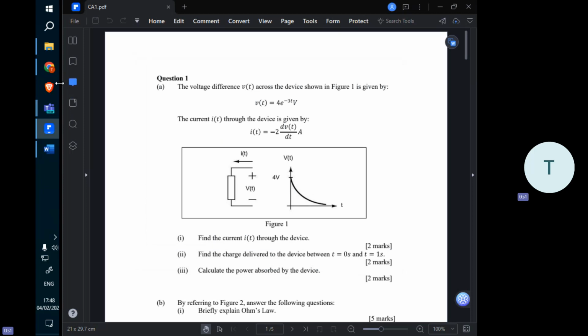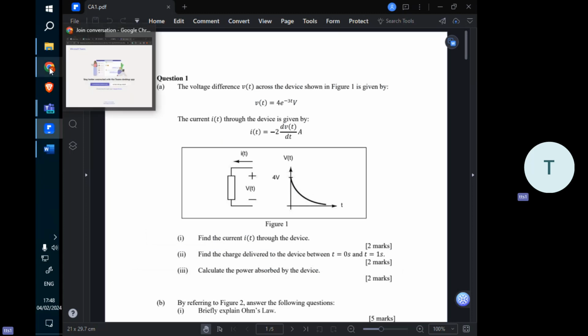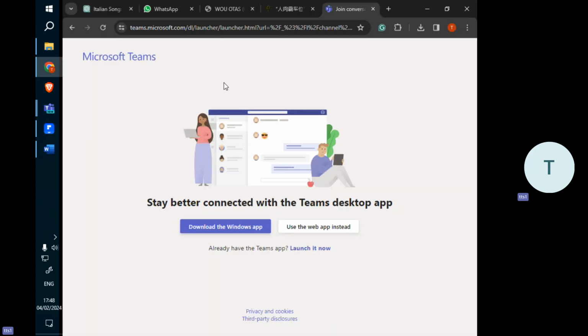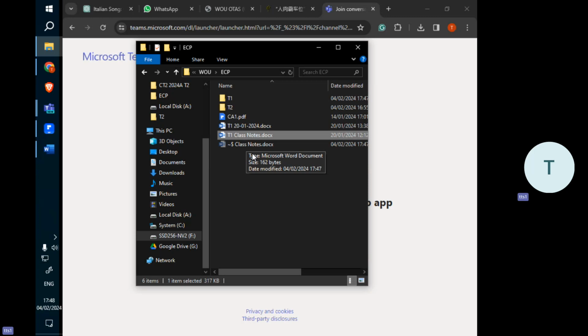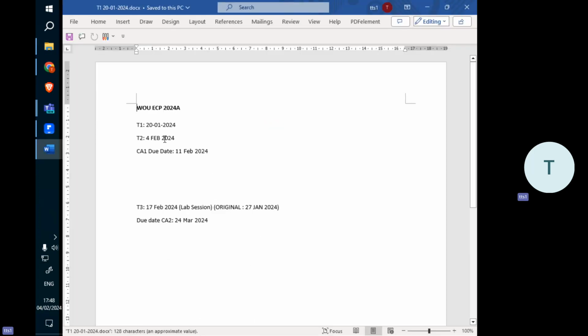assignment 1. Okay, the due date of your assignment 1. I think let me double check the due date. Let me see here. Tutorial 1. The due date for assignment 1 is February 11th. So another 1 week. Another 1 week time you need to submit your assignment number 1. Assignment number 2 due date is going to be the end of March.